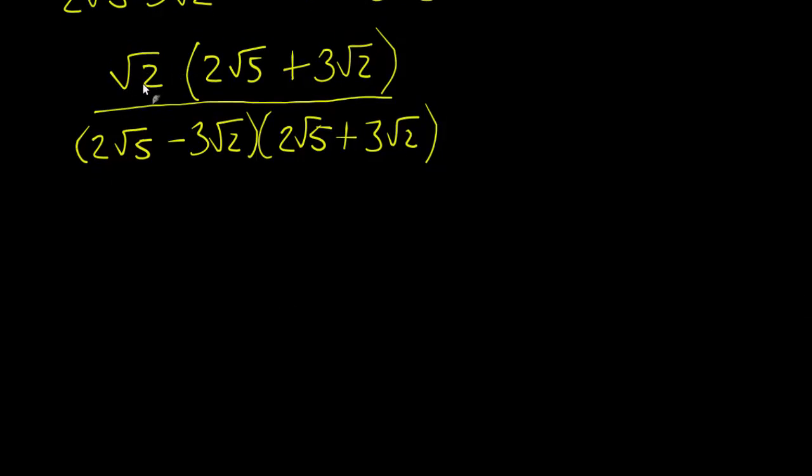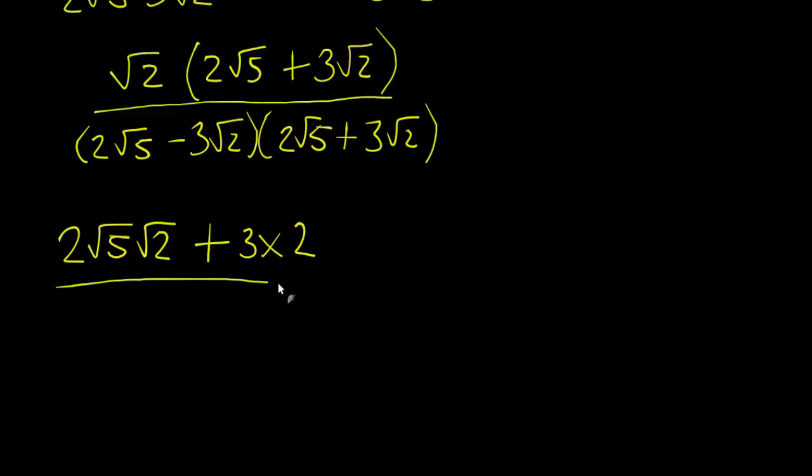So at the top we've got root 2 times 2 root 5. Well, that'll end up being 2 root 5 multiplied by root 2, and we can simplify that down in a second. And then we've got root 2 times 3 root 2. Similar to part A, we can do the root 2 times the root 2 first, which will just become 2. So that ends up being 3 times 2. Like that. So that's the top.